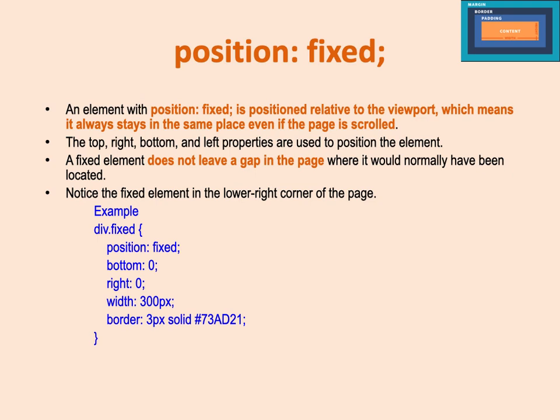Suppose one coordinate position is there, then that will be 0 0. And the width is specified as 300px. Border is set. Border property values are given in shorthand: 3px solid, and a color code is there. So it's a fixed positioning at the bottom right side.